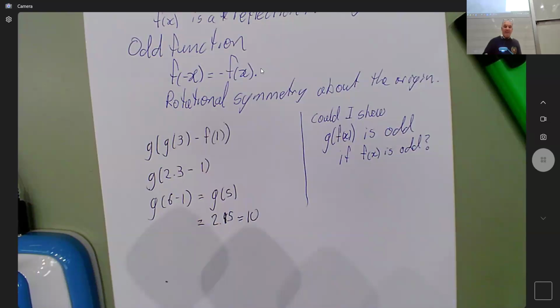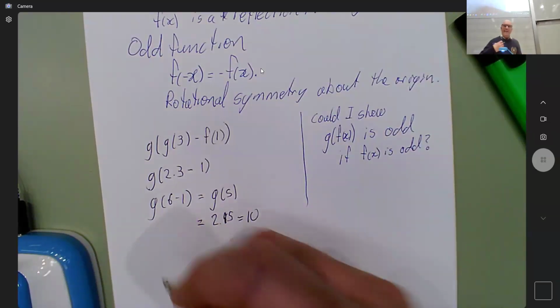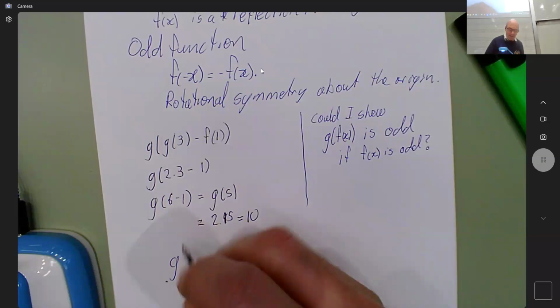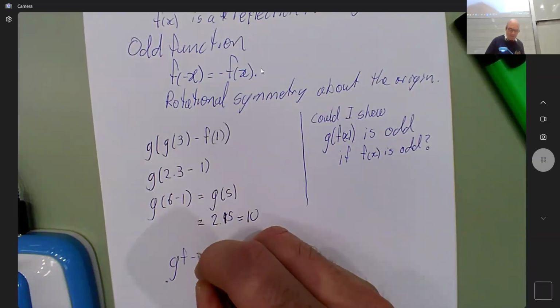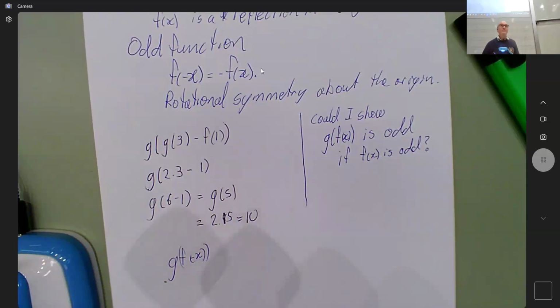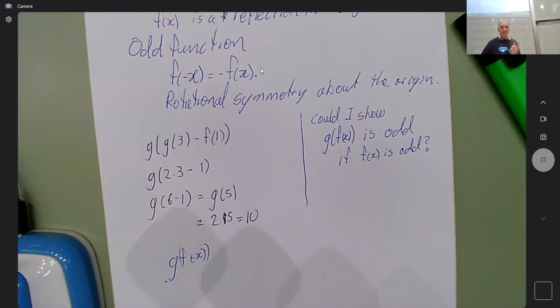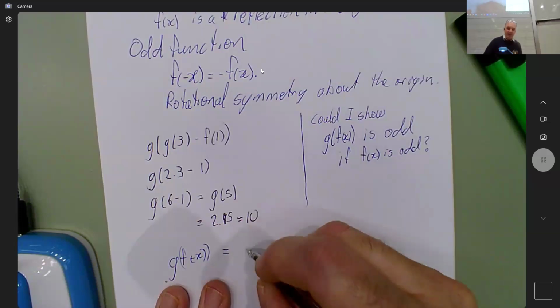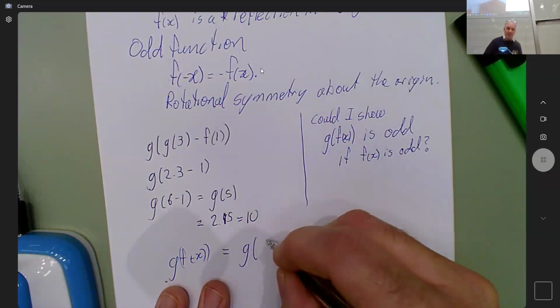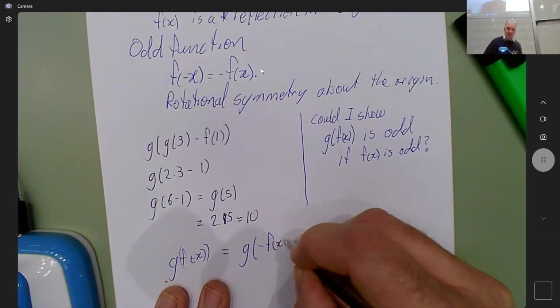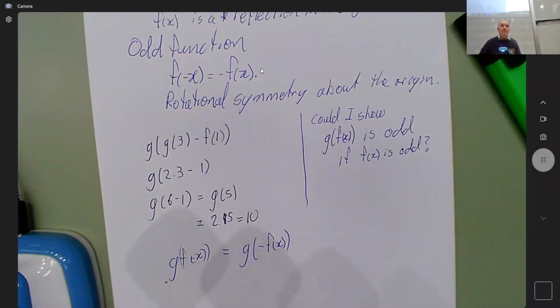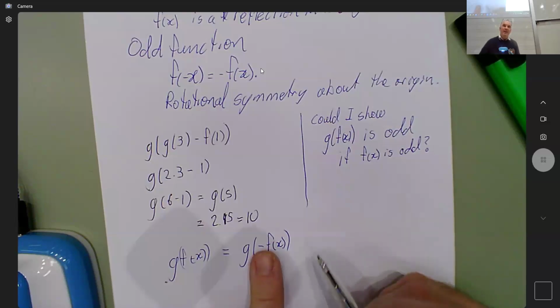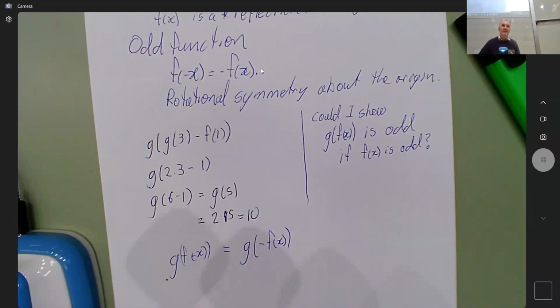But if I'm doing this, the thing I know I need to consider is g of f of minus x. Now, I actually know it's not going to work because I can say that's going to be g of minus f of x. But I can't pull that minus outside, so I can't say that this is so.